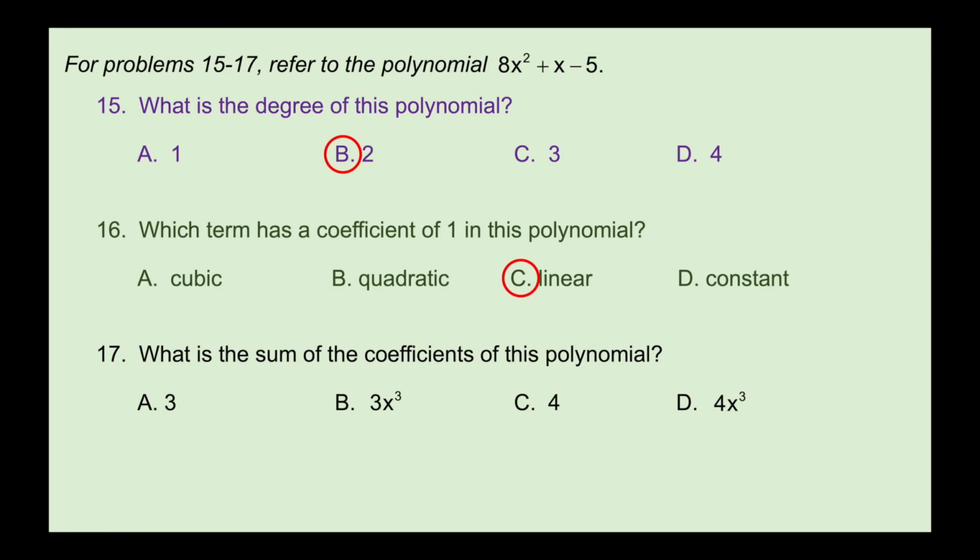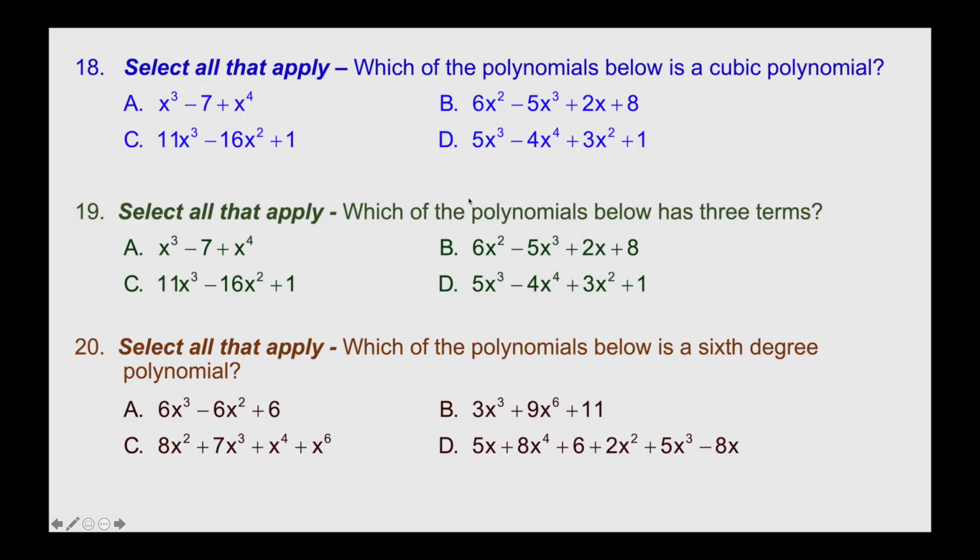And then for 17, what is the sum of the coefficients? My coefficients here are 8, 1, and -5, and sum means to add those. So if I do 8 plus 1 minus 5, I am going to get 4 for that. And right away with 17, we should have realized that it couldn't be B or D because coefficient would not include the variables. Now for number 18, we do want to notice that this says select all that applies, so it could be more than one answer here.